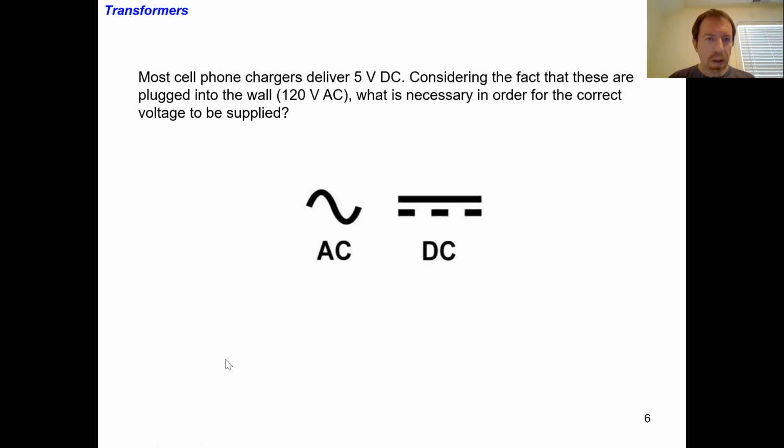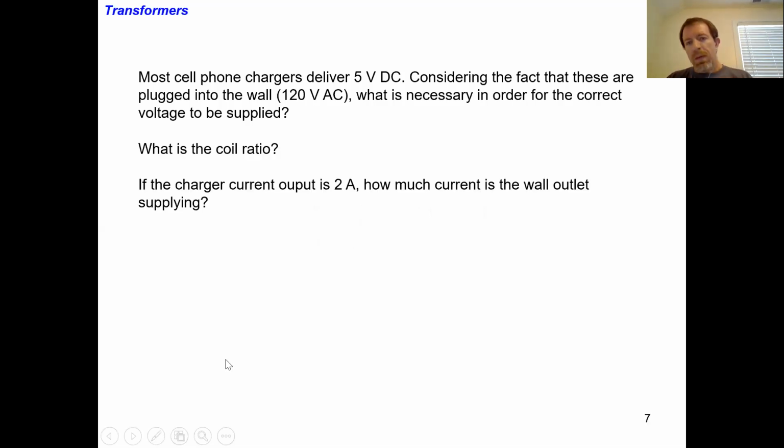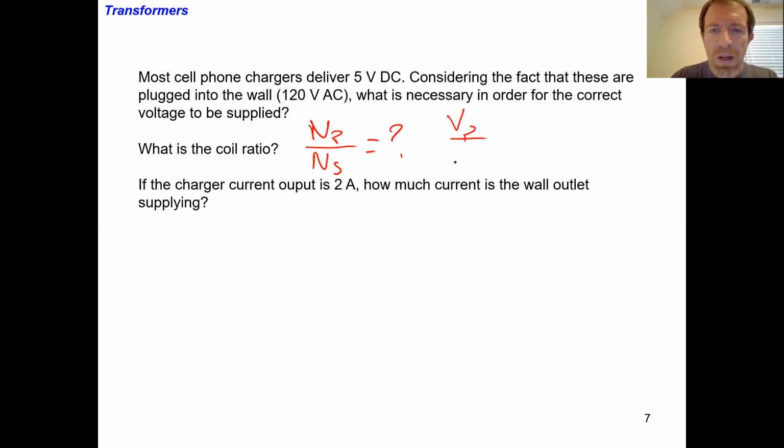All right, so given the answer to that question, what's necessary? Well, we answered that. Now I've got a question that says, what is the coil ratio? So I want to answer that question. When I ask that, it literally means I'm asking what is NP over NS? What's that equal to? Well, let's see. If we knew what VP over VS was, then we would be all set.